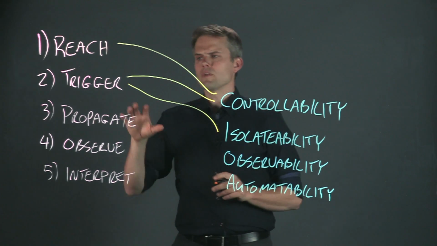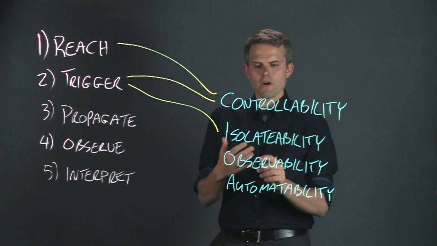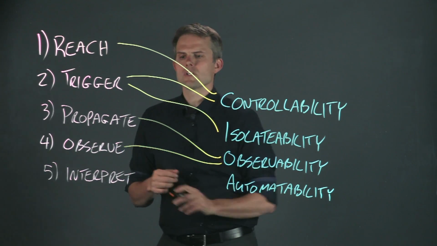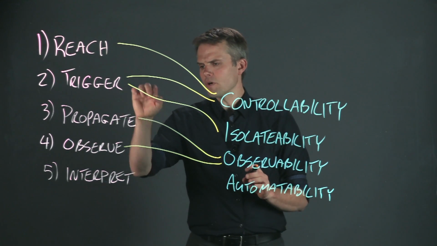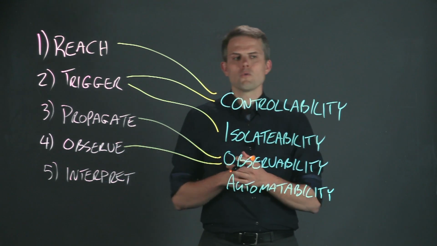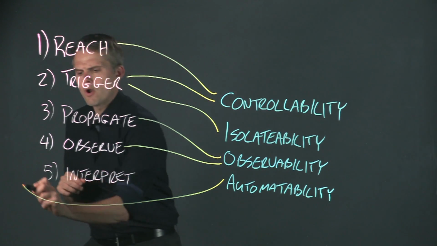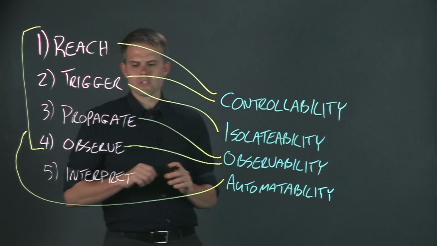Isolatability is also involved in triggering faults, so this is an important property here as well. Finally, observability is unsurprisingly involved in propagation and observation of faults. So when we make our code more observable, we're able to find those faults and move them down to a part of our system. We're able to see what's happening. And automation is about all of these different steps. So it's about improving all of the first 4 steps.